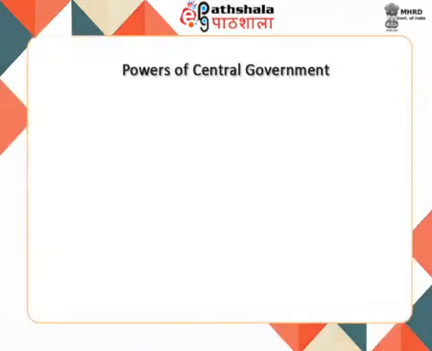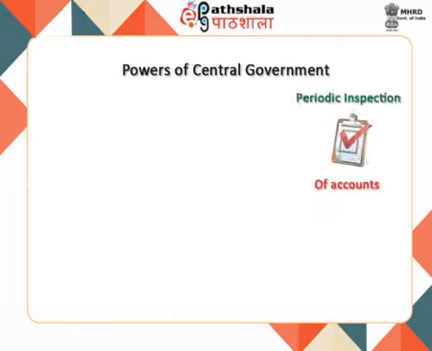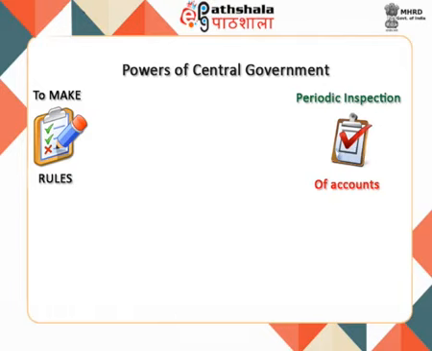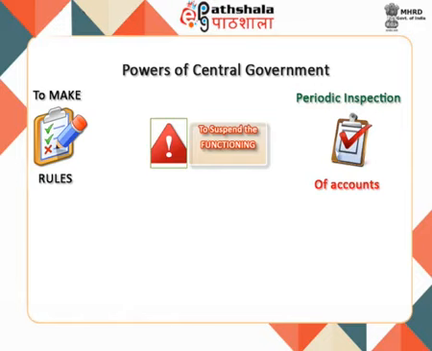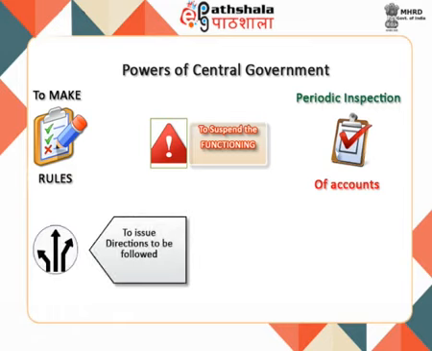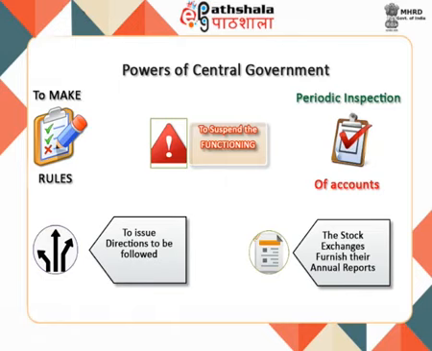Powers of central government over recognized stock exchanges. The central government has the power to call for periodic inspection of accounts of recognized stock exchanges, to make rules to be followed by the recognized stock exchanges, to suspend the functioning of any recognized stock exchange in case of an emergent situation, and to issue directions to all the recognized stock exchanges which are to be followed by them. Also, the recognized stock exchanges are required to furnish their annual accounts and reports to the central government regularly, complete in all respects as required by the law.